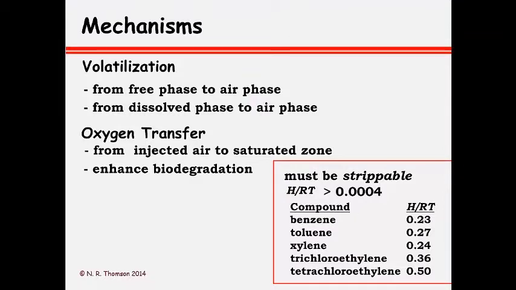From a mass removal perspective, the processes controlling the mass removal involve volatilization, that is mass transfer from the free phase to the air phase, or from the dissolved phase to the air phase, or perhaps transfer from the injected air phase to the saturated zone, and that is again to enhance the biodegradation process. For a compound to be strippable, the Henry's law constant has to be bigger than approximately 0.0004. Compounds deemed to be strippable include benzene, toluene, xylene, trichloroethylene, and tetrachloroethylene.